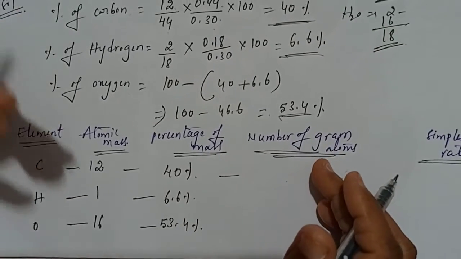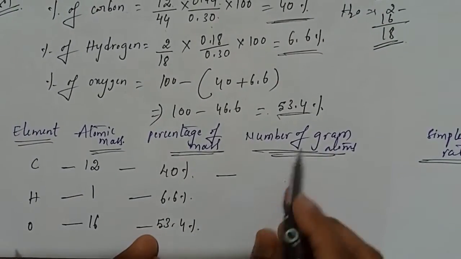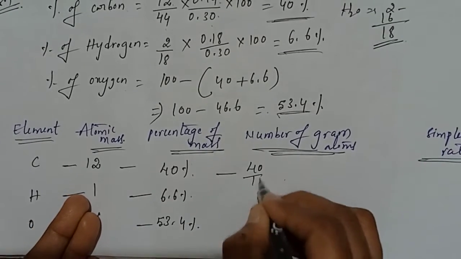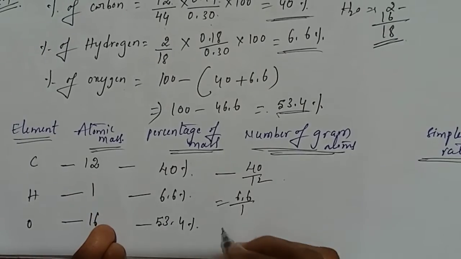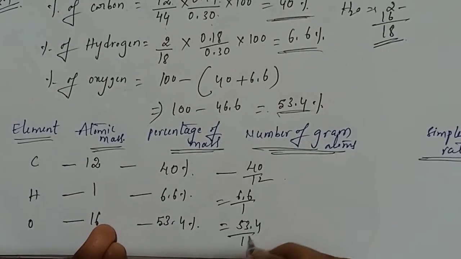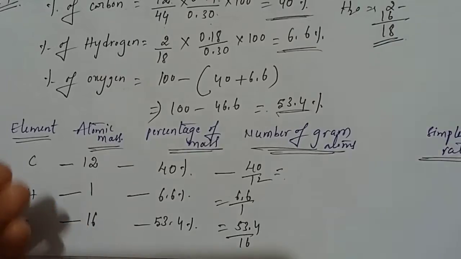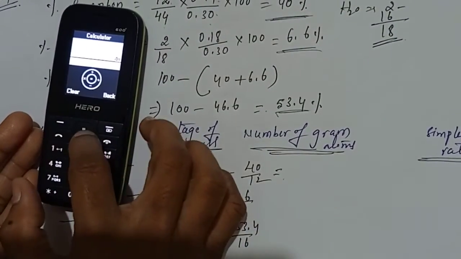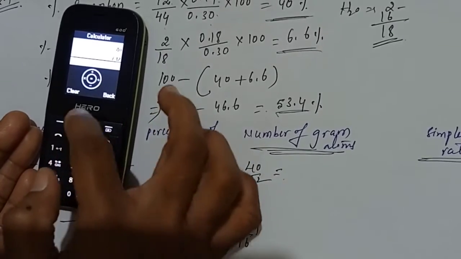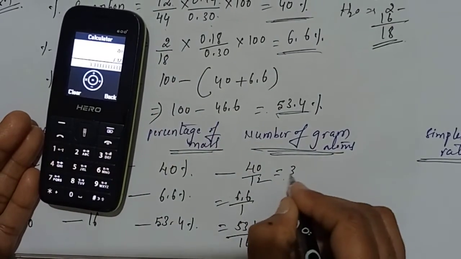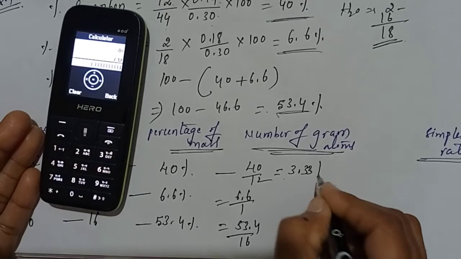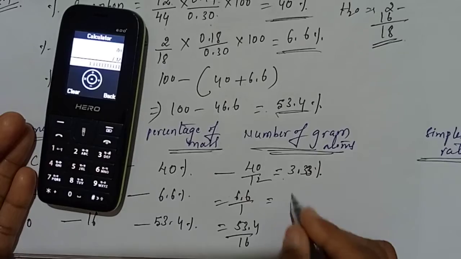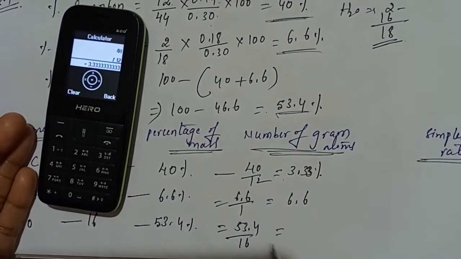The number of gram atoms is equal to percentage of mass by atomic mass. That means 40 by 12, students. This is 6.6 by 1. This is 53.4 by 16. 40 by 12, how much, students? 40 divided by 12. Okay, then how much did you get? 3.33. Okay, next this one, see students, 6.6 by 1 means 6.6 we got.